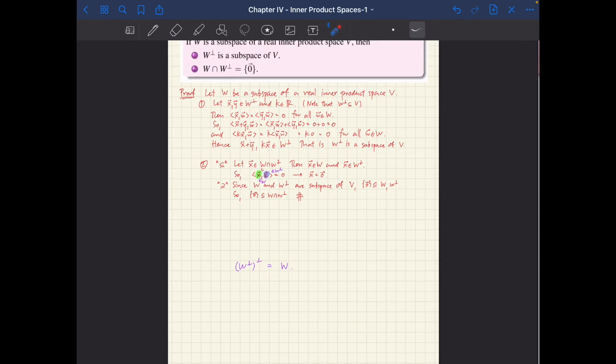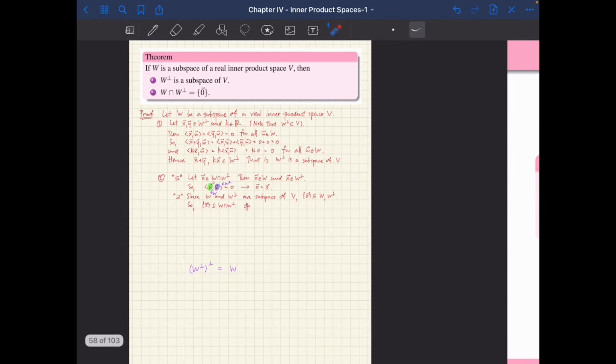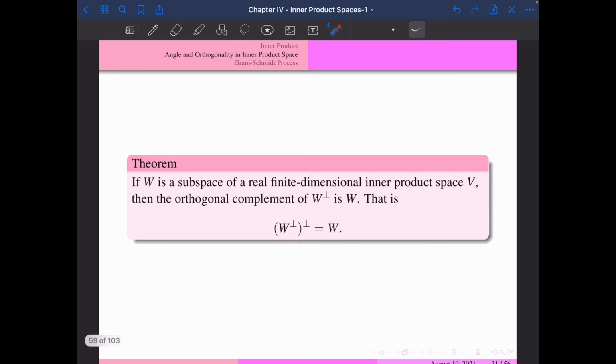I think this question is quite hard to answer in general, but we can show that this is true for a special case. What is the special case? If W is a subspace of a real finite dimensional inner product space V, then we can show that the orthogonal complement of W perp is W. That is, W perp perp is equal to W. What does it mean?